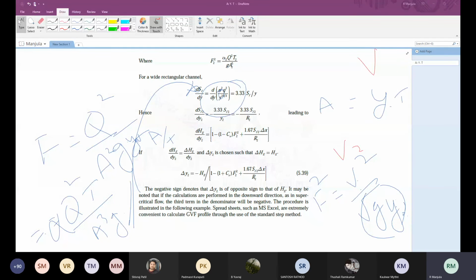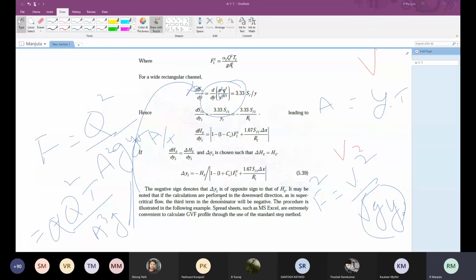I think we'll continue the problem in tomorrow's class. If I start the problem, I may not be able to finish it because you have to go by the step procedure. It will take a lot of time. So I'm stopping here, and we will do this in the next class. Tomorrow's class, we'll finish this problem of the standard step method.